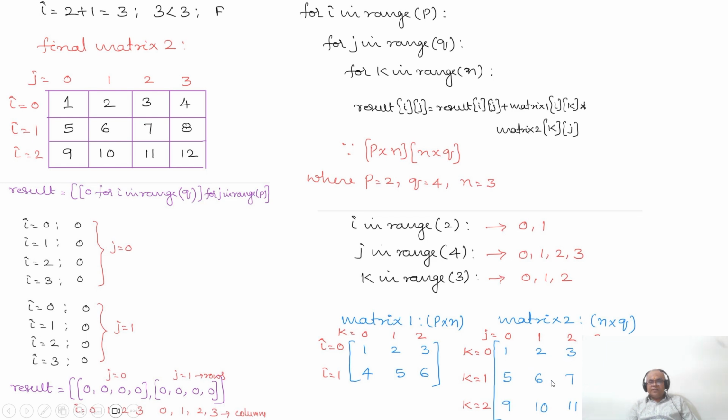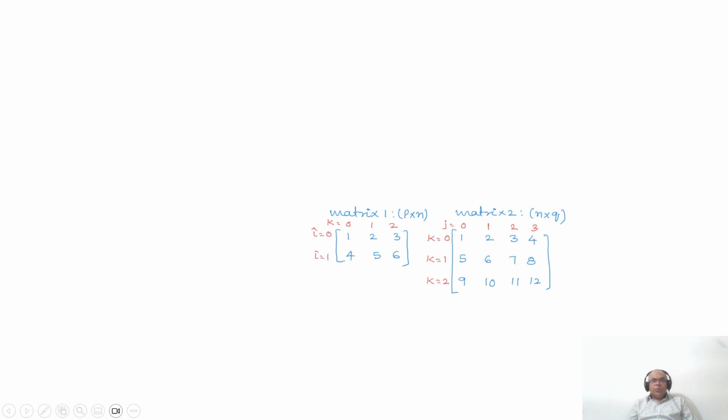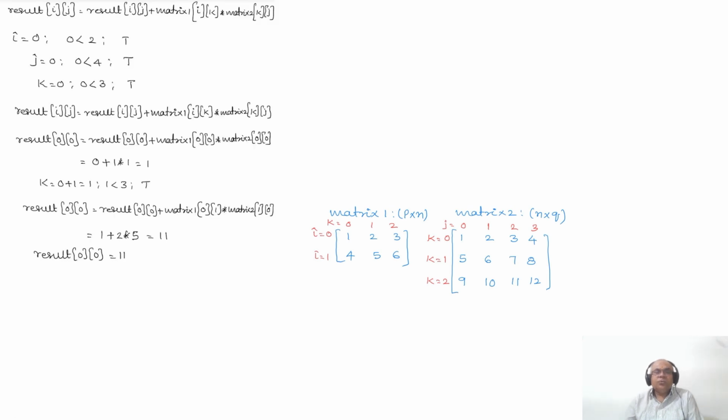So 1, 2, 3, 4, 5, 6, 7, 8, 9, 10, 11, 12. Once you do that, now we will apply this equation. How to do that? What is the resultant matrix? The resultant matrix formula is result of ij plus matrix 1 of ik into matrix 2 of kj.